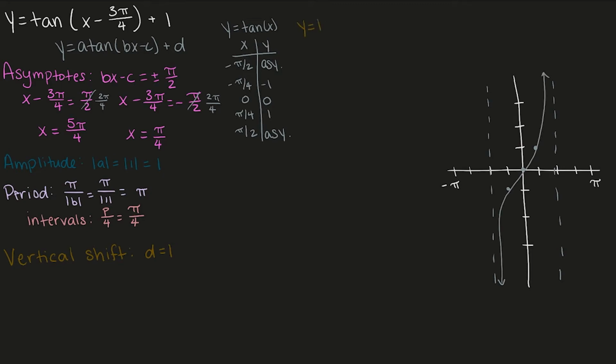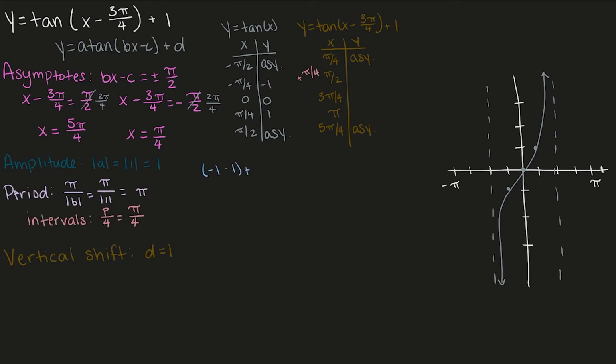For our transformed function, let's find our table of values. Our x will start at our leftmost asymptote, which is pi over 4, and then we'll add pi over 4 to find our next x value. So we get pi over 2, 3 pi over 4, pi, and 5 pi over 4. We have two asymptotes at pi over 4 and 5 pi over 4. So let's find our other values.